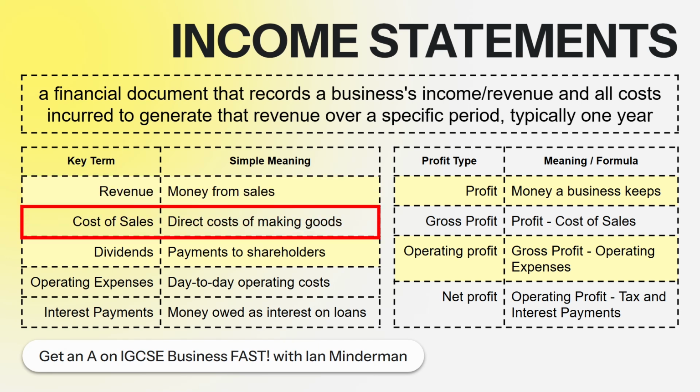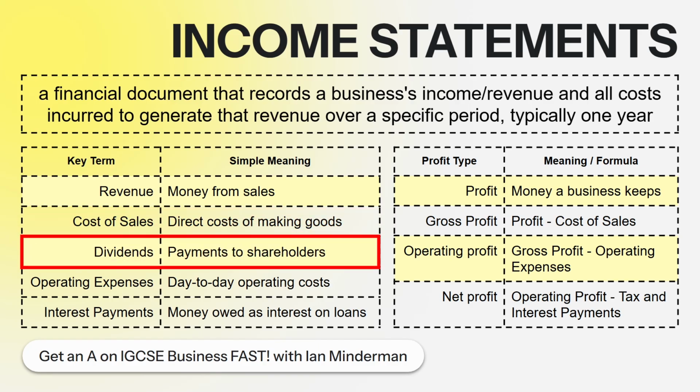These are the costs of making the goods. So yeah, you sold something for $2, but it cost you $1 to make it. So your revenue is $2, but you're not going to keep $2. You're going to keep maybe $1. And that doesn't even include taxes and other things.